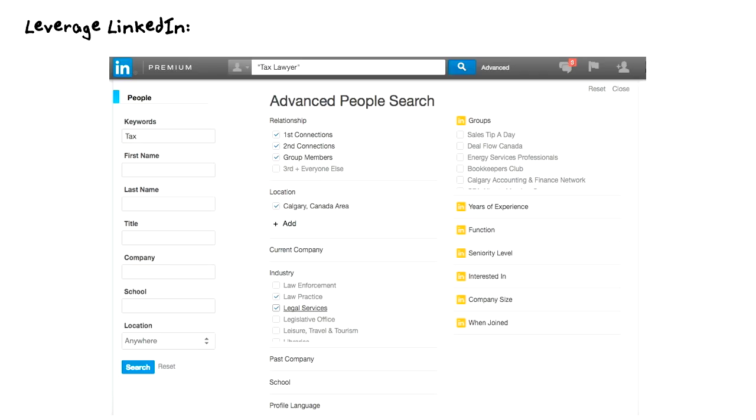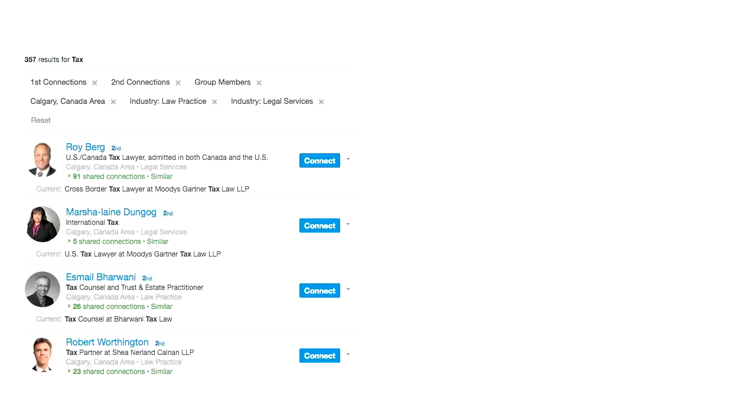Last one I'm going to talk about is leveraging LinkedIn. So if you use the advanced people search, which is along the top bar beside the search button, it says advanced, click on that, you get the advanced people search. Put certain parameters in here and find people that come back. In this case, I was searching on tax in the law practice and legal services industries in Calgary, and I got 357 people come back.